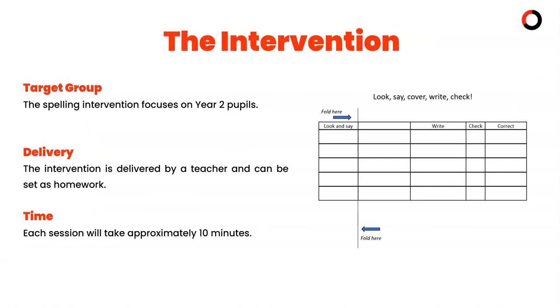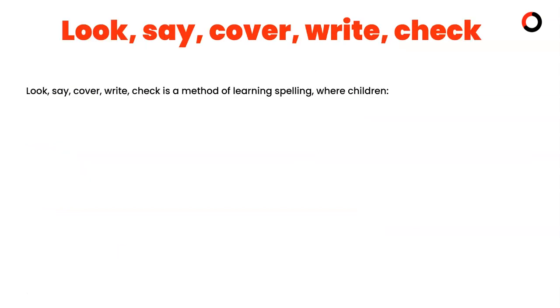The intervention. The spelling intervention focuses on Year 2 pupils. The intervention is delivered by a teacher and can be set as homework, and each session should take about 10 minutes. Look, say, cover, write, check.